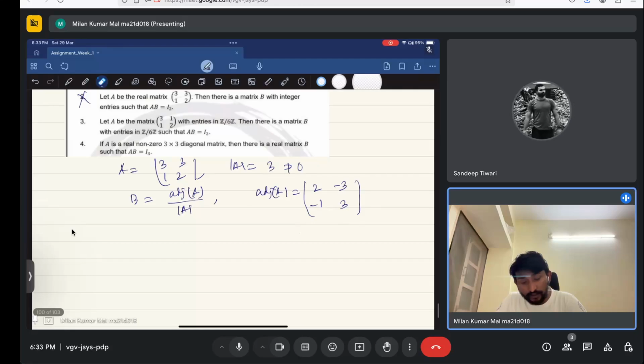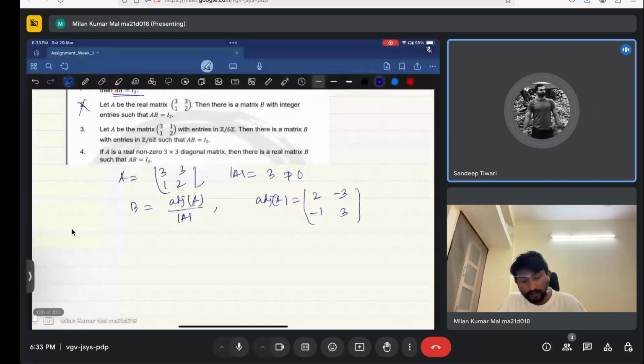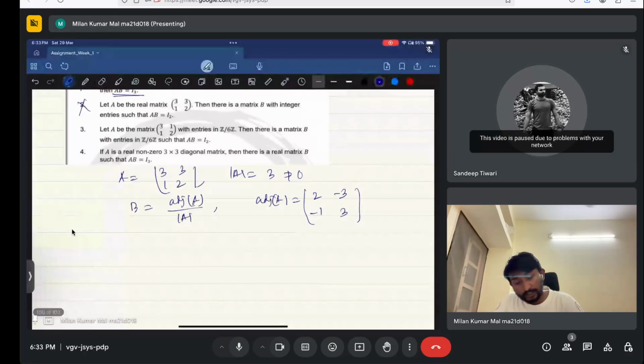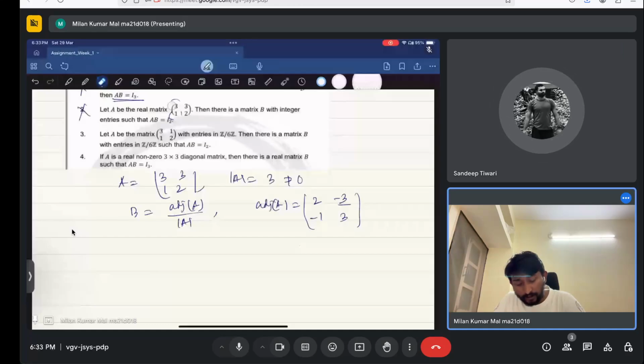Let's consider 3, that will be 2, and let's consider 1, that will be minus 3. This is correct. So the adjoint is this. Because the determinant is 3, therefore B is equal to 2 by 3, minus 1 by 3, 1.